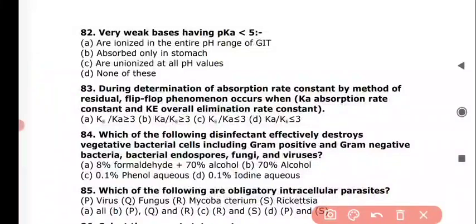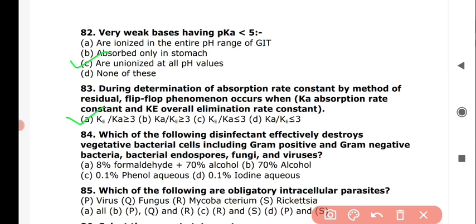Next question is, very weak bases having pKa less than 5 is, and the correct answer is option C, are ionized at all pH values. Next question is, during determination of absorption rate constant by method of residuals, flip-flop phenomenon occurs when Ka is the absorption rate constant and Ke is the elimination rate constant. So the correct answer for this question is option A, Ke by Ka is greater than or equal to 3.